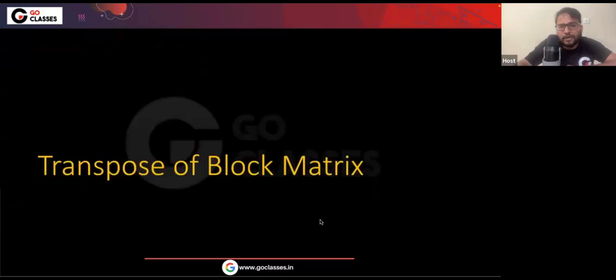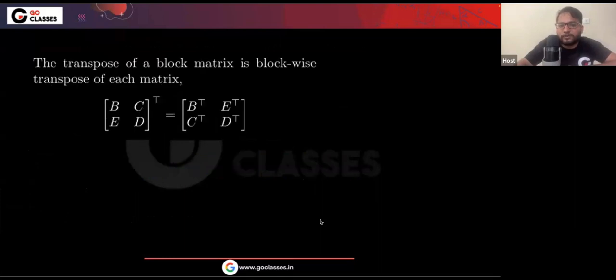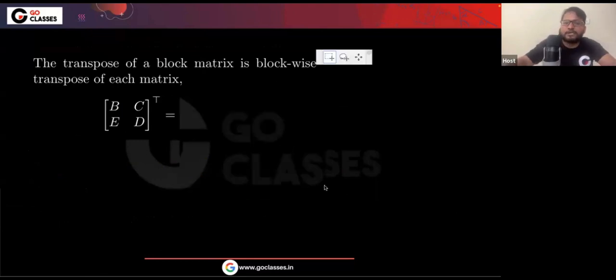Now let's see how to transpose a block matrix. Suppose there is some block matrix given to us, having four sub-matrices, which are B, C, E, D. Then how can I take a transpose of this? Generally, all rows of B, I mean, this B will get transposed, right?